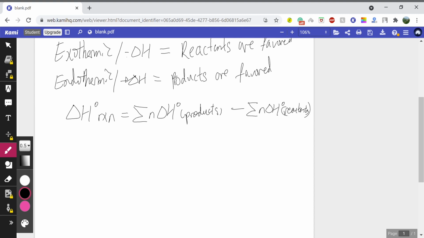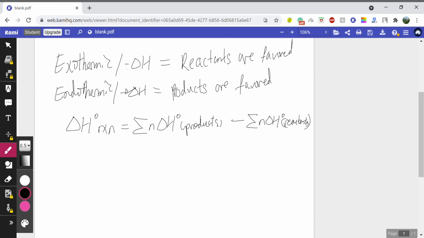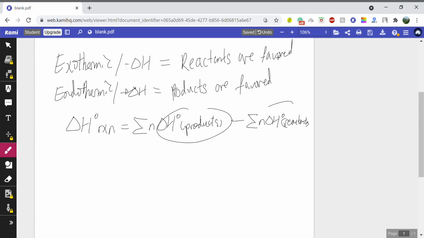Now be careful, because in the bond energies we did reactants minus products. Now if you're given delta H values, you're going to be doing products minus reactants, and these delta H values are all going to be given. The delta H values of products and delta H values of reactants are all going to be given. So basically all you need to do is multiply them by the number of moles, subtract them, and then you'll find your delta H reaction.